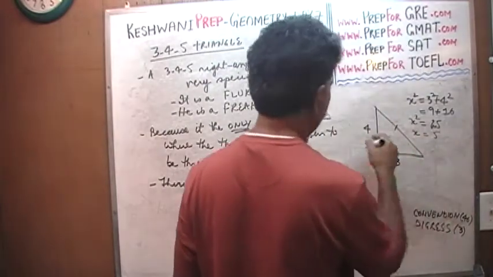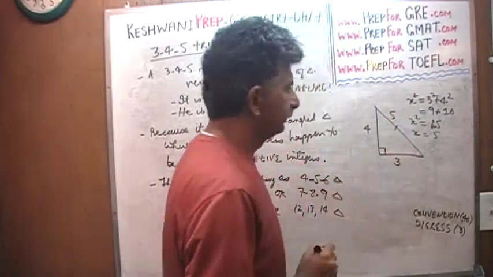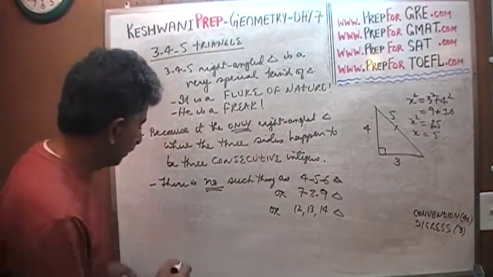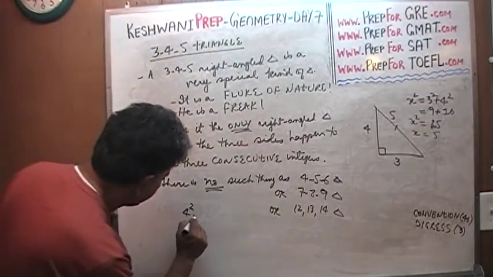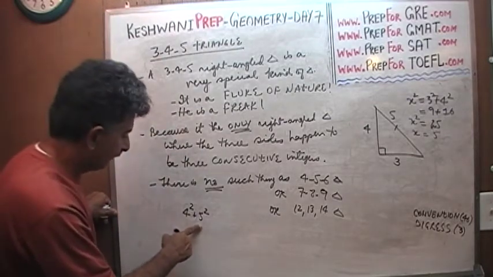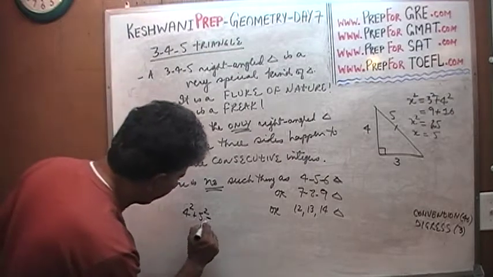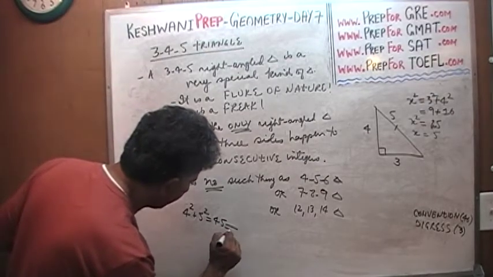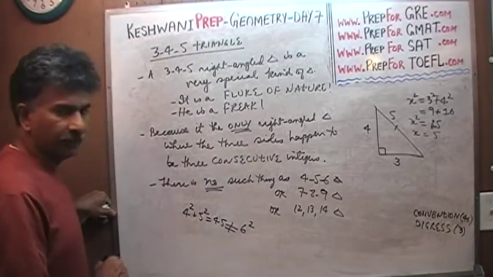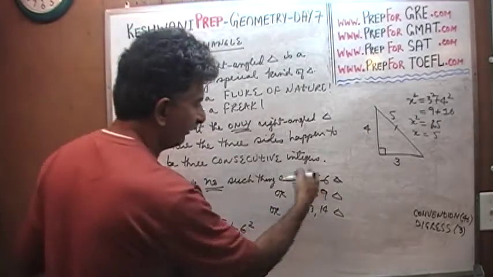You see, 3, 4, and 5. There is no such thing as 4, 5, 6. It won't work. If you try it, it won't work. You see, 4 squared plus 5 squared. 4 squared is 16, 5 squared is 25, and the total is 41, which does not equal 6 squared. There is no such thing as a 4, 5, 6 triangle.